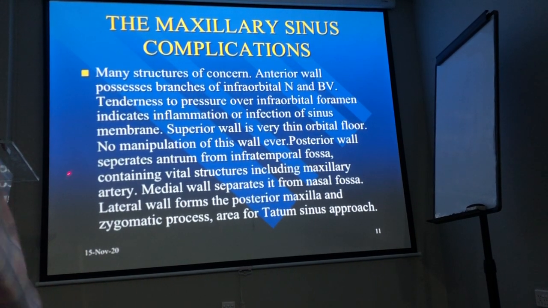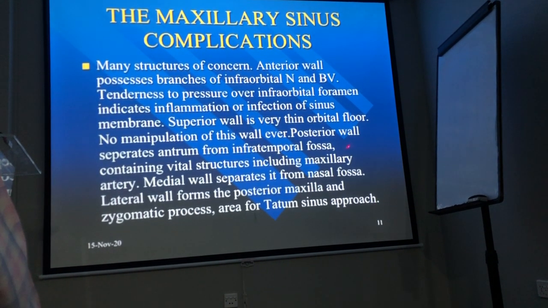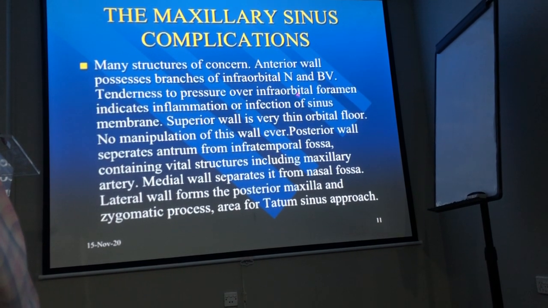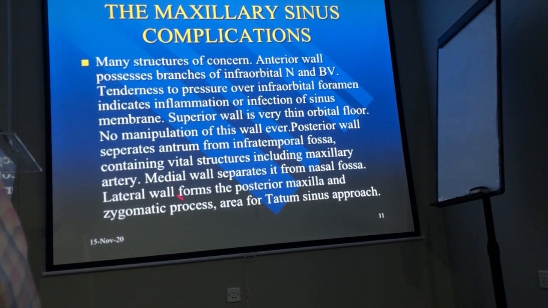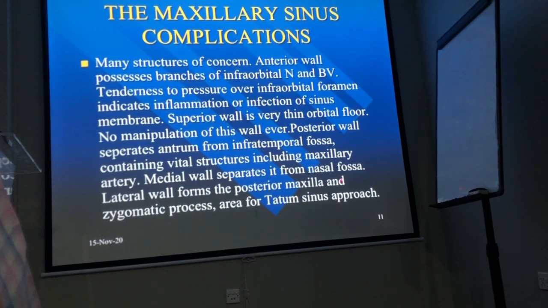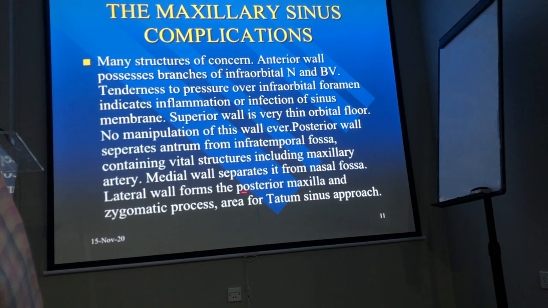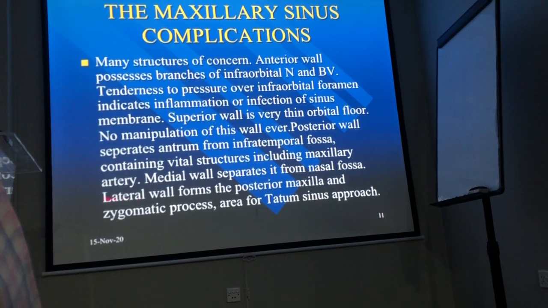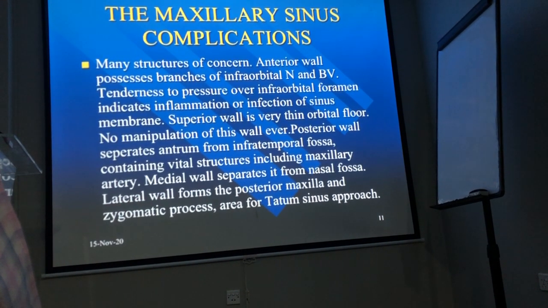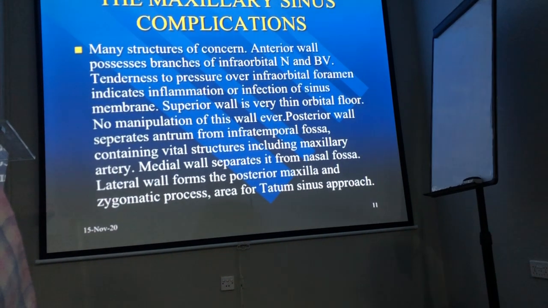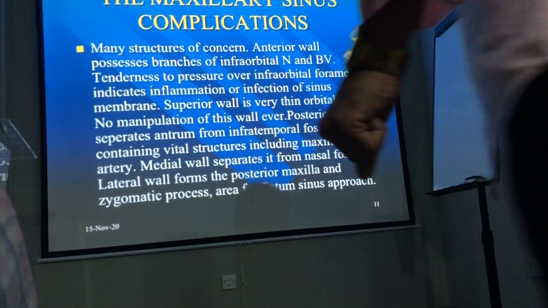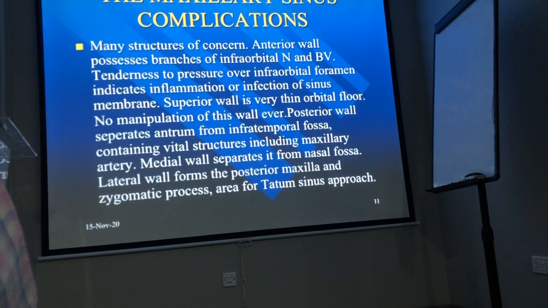The posterior wall separates the antrum from the infratemporal fossa. That's too far back, so it has little relevance for us, containing vital structures including the maxillary artery. The medial wall separates it from the nasal fossa, and the lateral wall, this is what we see on the outside of the zygomatic and the cheek side.